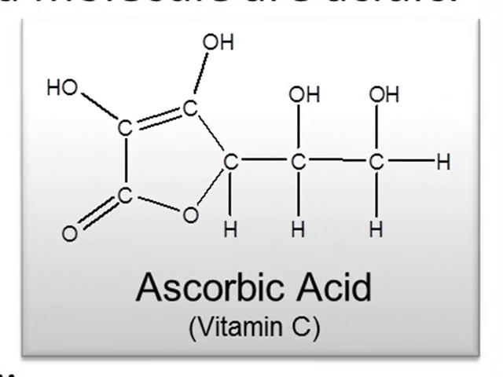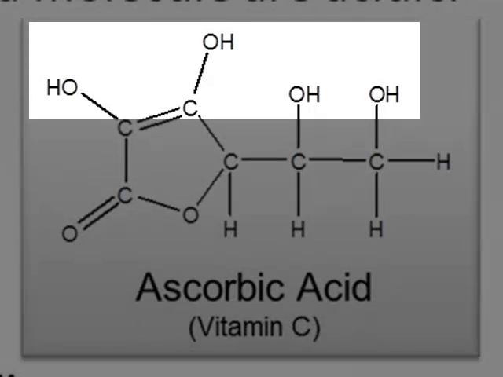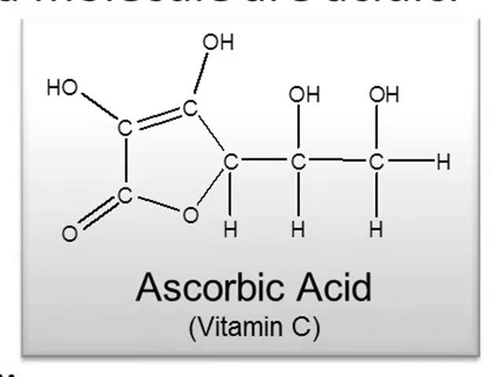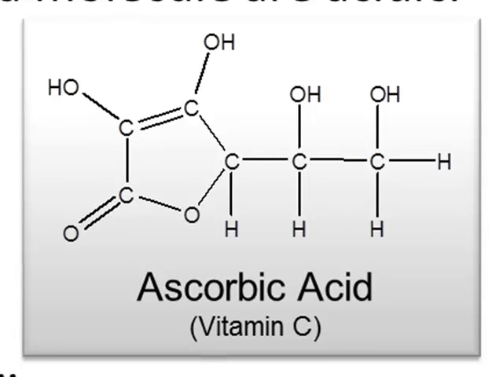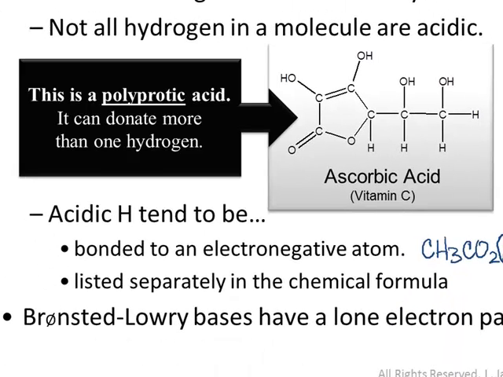Let's look at ascorbic acid as an example. Notice that of all of the hydrogen in ascorbic acid, 4 of them are bonded to electronegative oxygen atoms. Because these 4 hydrogen are all bonded to electronegative atoms, each one of them has the potential to be acidic. This is what we call a polyprotic acid. Poly means many, and protic refers to the proton, or hydrogen ion.